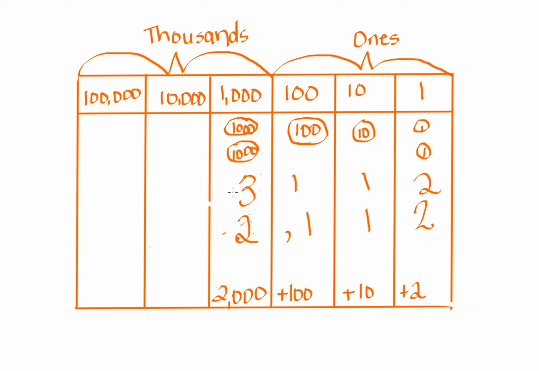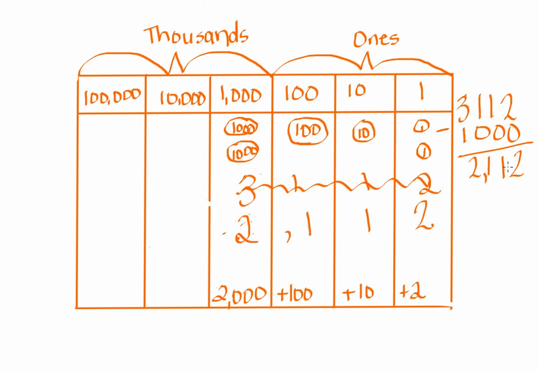Whoops. No, here, I'll write it over here. Ignore this. So this is what we started with. We took away 1,000. So you have 2 minus 0, 1 minus 0, 1 minus 0, 3 minus 1. And that was your final answer right there. Okay, so that's how you show it with standard numbers.